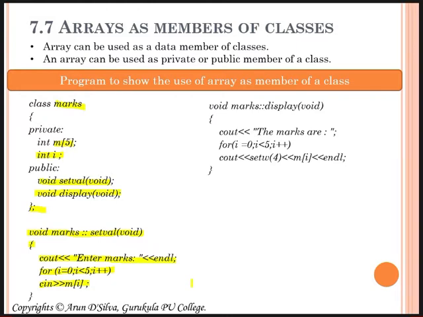In a similar way, I've used one more function, that is display. This is also in the form of a member function outside the class, that's void, and then the class name, marks, scope resolution operator, and then the function name display, and then the arguments, that is void. The function opens, and then it displays one message, that is marks are. Then by using a for loop, I'll display the marks on the screen.